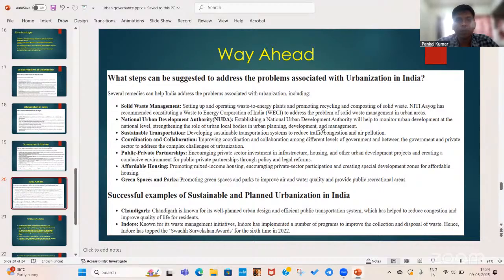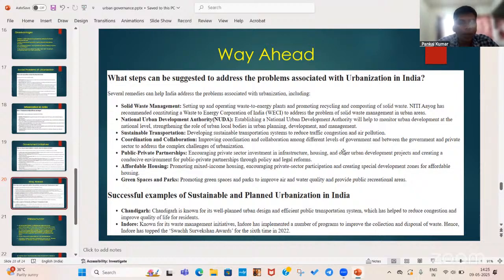Okay. Then National Urban Development Authority (NUDA), establishing a National Urban Development Authority. It will monitor urban development at national level rather than this fragmented development of urban areas. There should be a National Urban Development Authority for integrated and holistic development of sustainable urbanization.